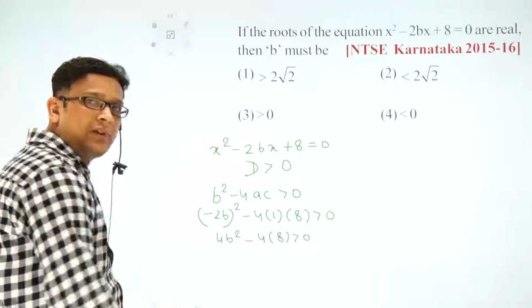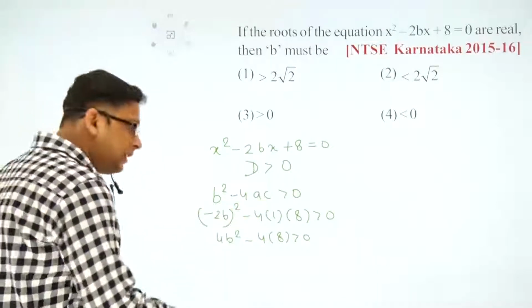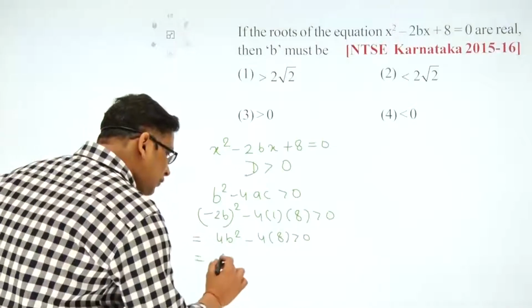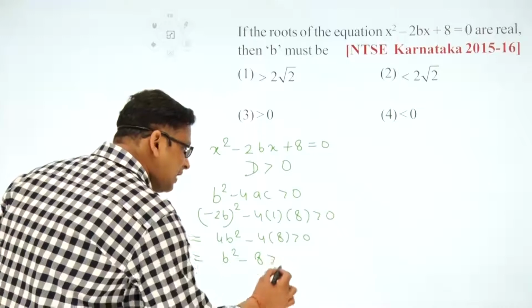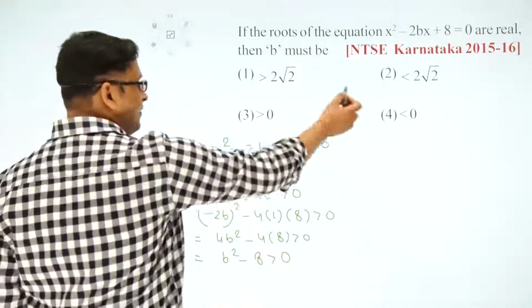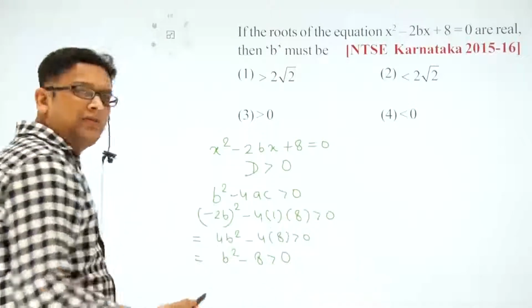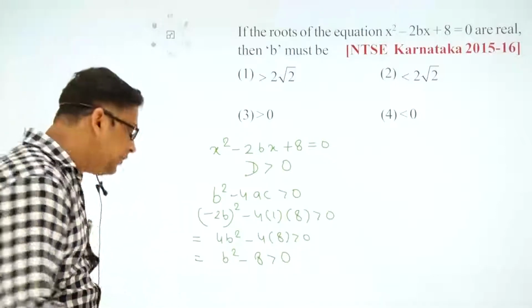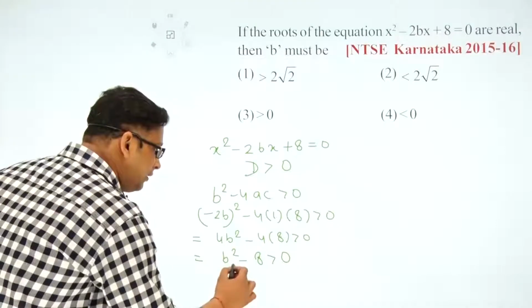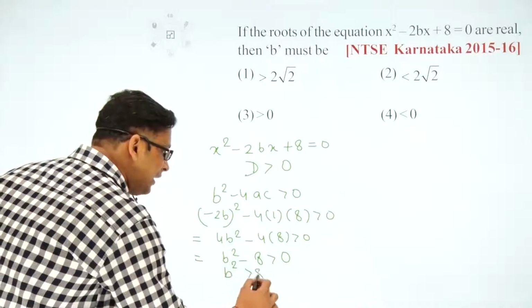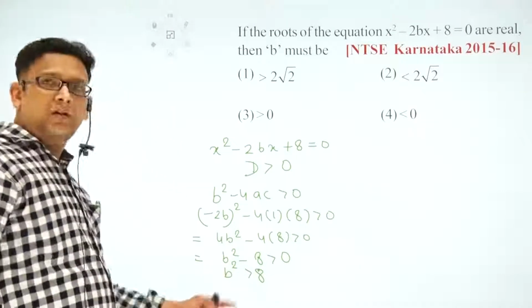Finally, 4 will be taken as the common part and goes to the right hand side. So what we get is b square minus 8 is always greater than 0. And over here, out of the options, we have to give the answer in terms of inequality. So we can say that b square is greater than 8 over here, and we are taking the square root on both sides.